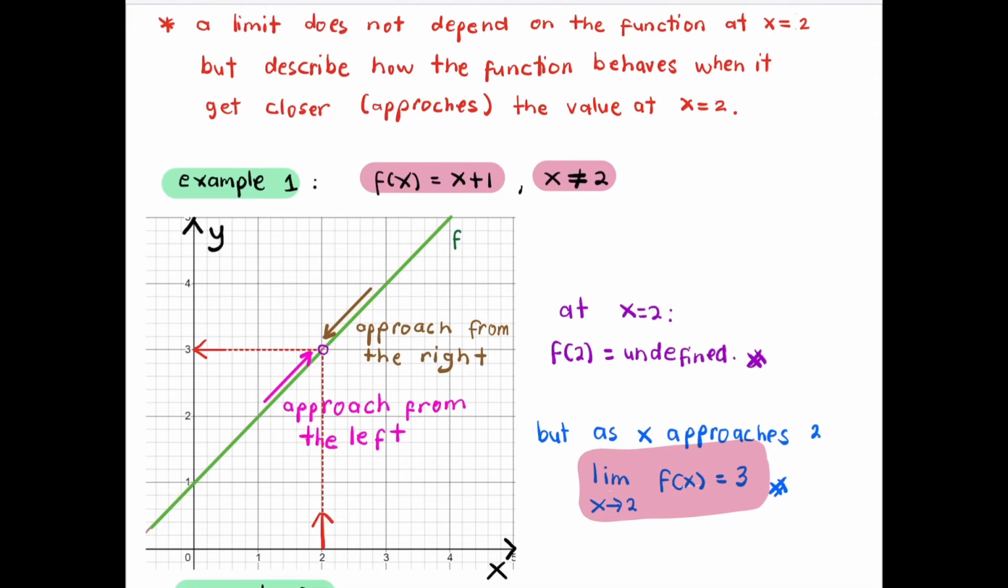So let's see here, at the point f(2), the function is undefined because you have a hole here, but as x approaches 2, you have the limit because the limit of f(x) as x approaches 2 is equal to 3. Let us see the reason why the answer is equal to 3. Let's check the limit as x approaches 2 from the right. This is approaching 3, and as x approaches 2 from the left, this is also equal to 3. That's why the limit of f(x) as x approaches 2 is equal to 3.